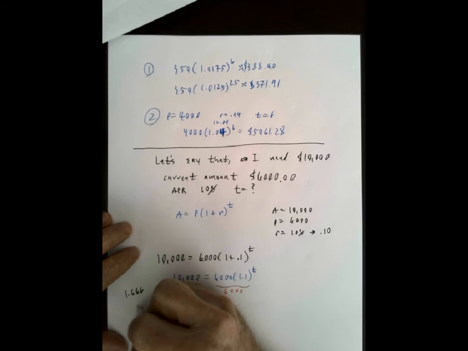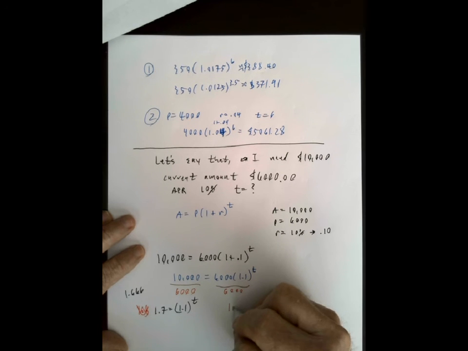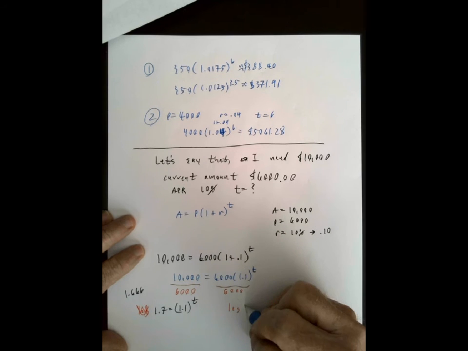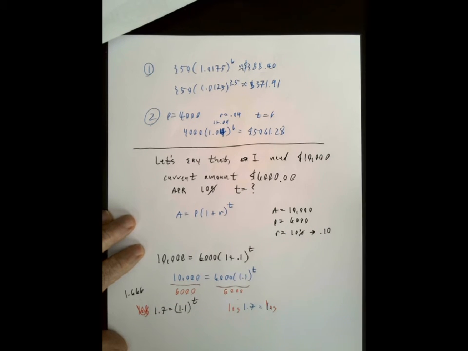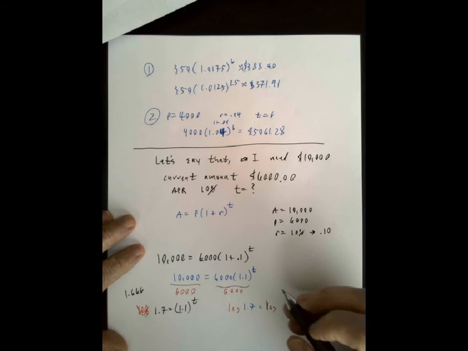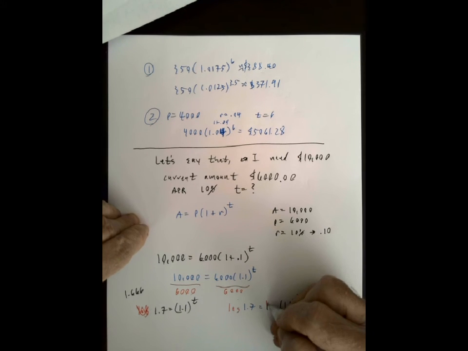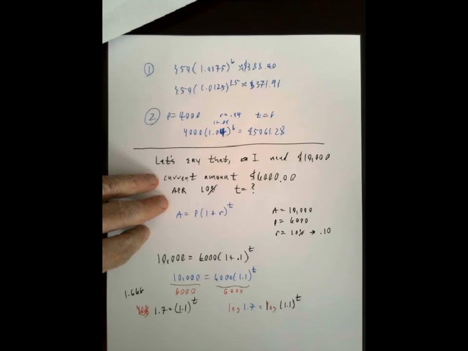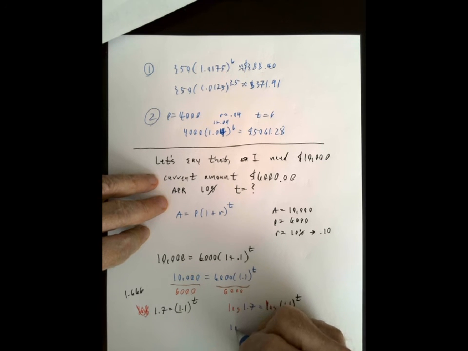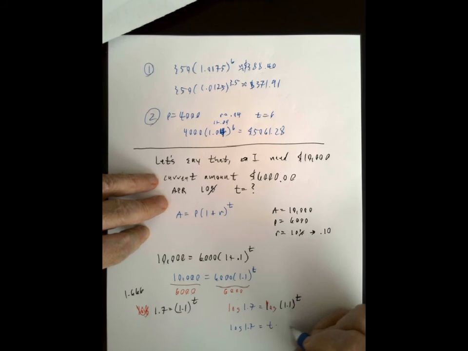Actually, what I'll do is I'll put another version over here. Log now of 1.7 is equal to log of 1.1 to the t power. Now remember, that t swings out front. So now we've got log 1.7 is equal to t times log 1.1.